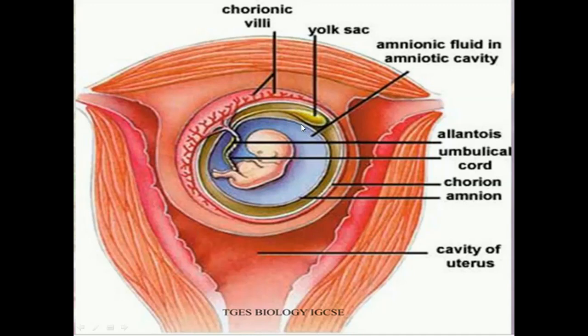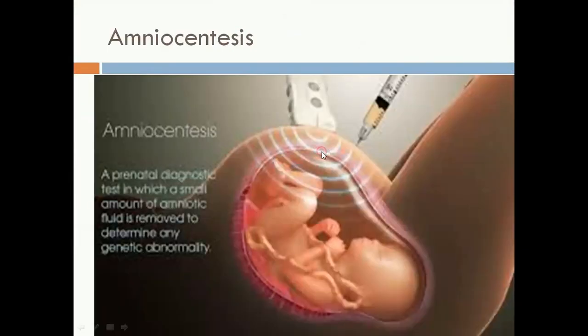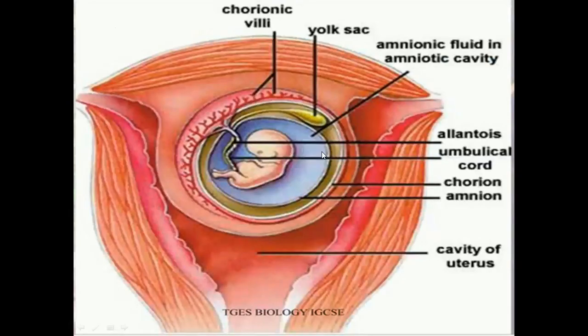And outer to the amniotic fluid, what you get will be the chorion. The chorion becomes the inner layer of the placenta and later will develop into the placenta, helping it in communication with the mother.